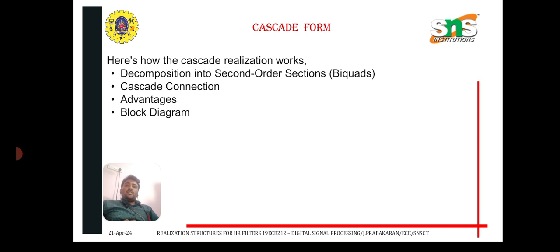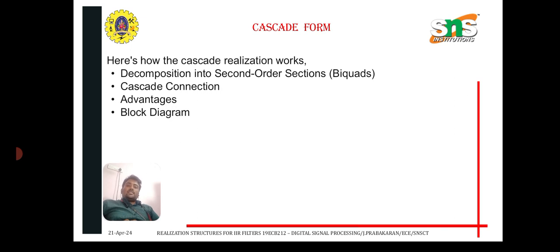First one is decomposition into second order sections, that is biquads. The IIR filter is decomposed into multiple second order sections. Each second order section, also called a biquad, consists of two poles and two zeros in the Z plane.